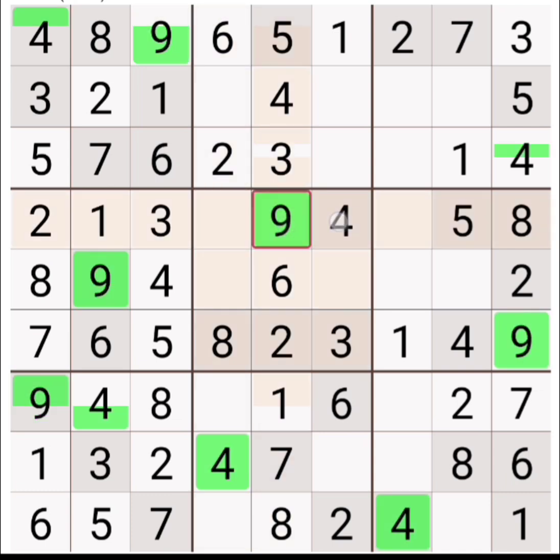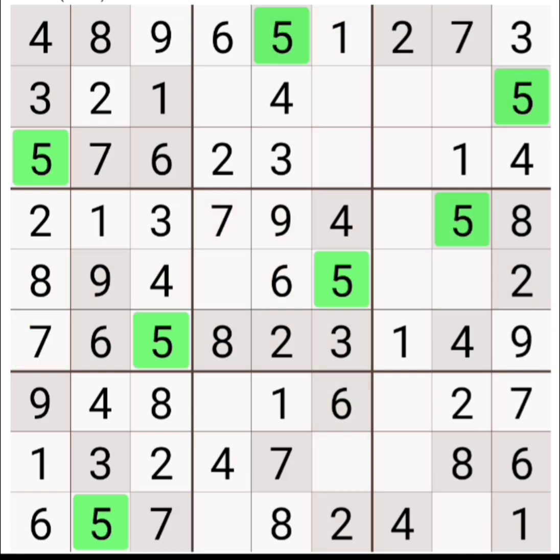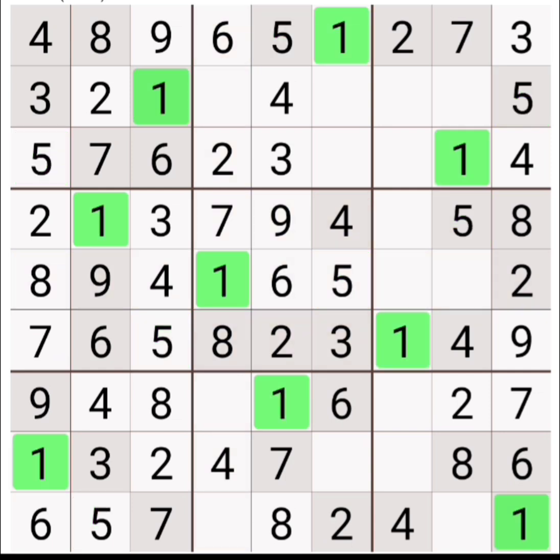Now let us complete the center box. In this box, 9, 4, 6, 8, 2, 3 are there. 1, 5, 7 are missing. But in this cell, we cannot fill up 1 and 5 because 1 and 5 are there in the same row. So we'll fill up this place with 7. And we cannot write 1 here because 1 is there. So we'll fill up this cell with 5 and 1 here.